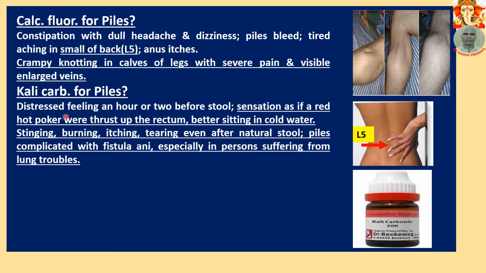Aloe for piles. Distress feeling an hour or 2 before stool. Sensation as if a red hot poker were thrust upon the rectum. Better sitting in cold water. Stinging, burning, itching, tearing even after natural stool. Piles complicated with fistula in ano, especially in persons suffering from lung troubles.